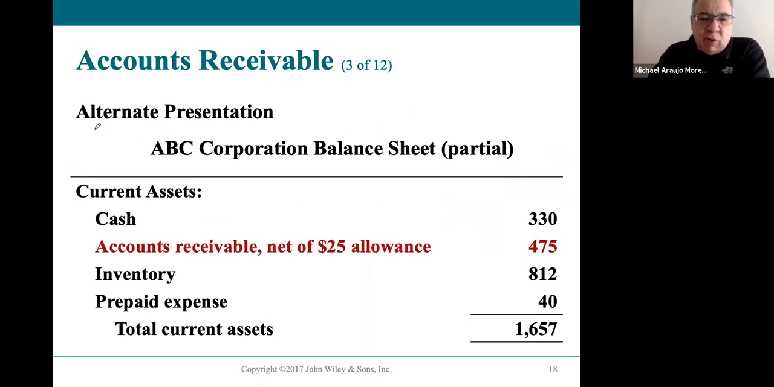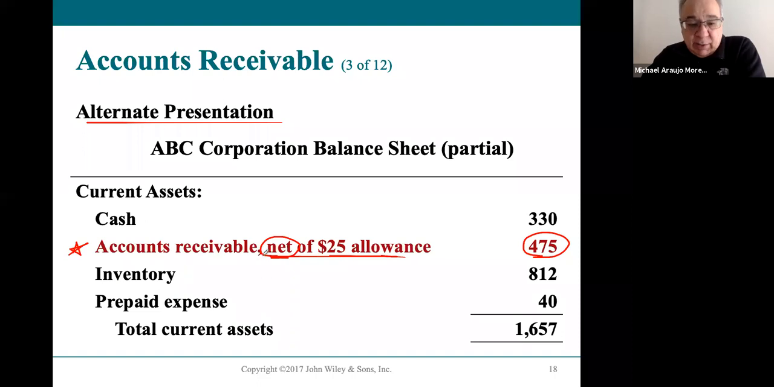Typically, this alternative presentation is the norm on most balance sheets that I've seen, where you'll see the receivable account listed net of the allowance. So this means that this is the net realizable value of accounts receivable, because they have taken away a certain portion of it as the allowance for bad debt. So this is normally what you will see on a lot of balance sheets in corporate America. You'll see this accounts receivable net of an allowance.